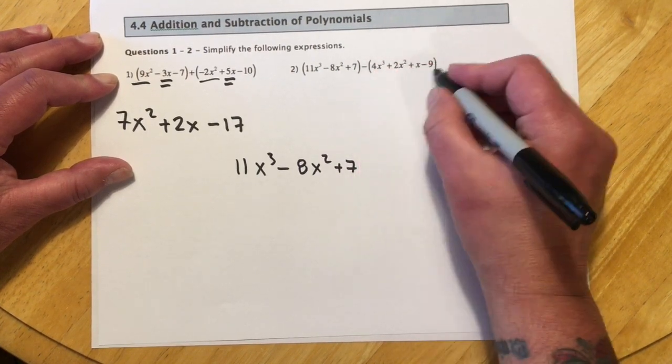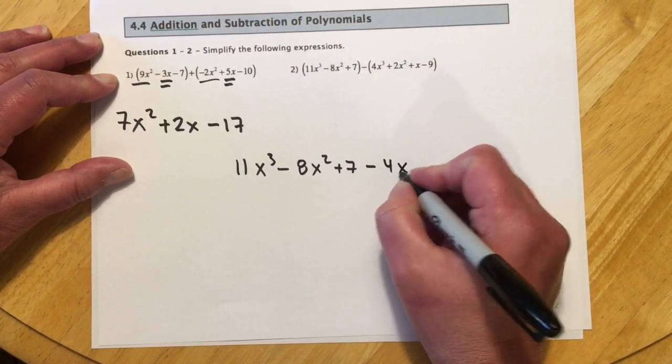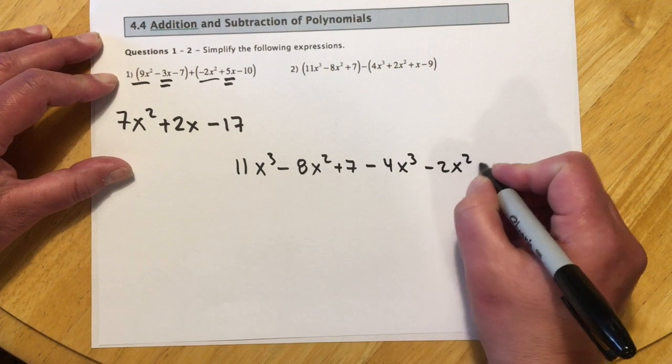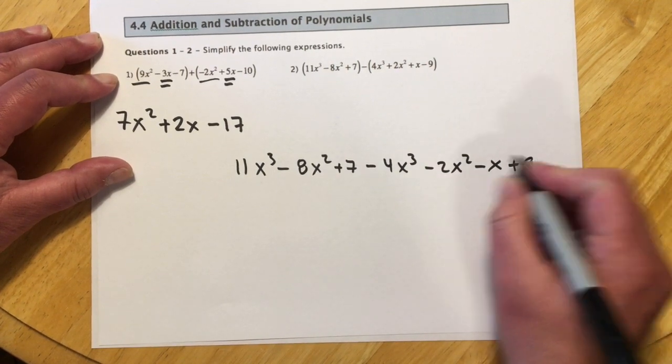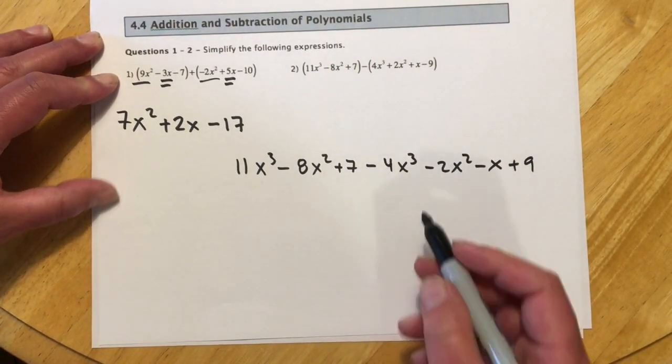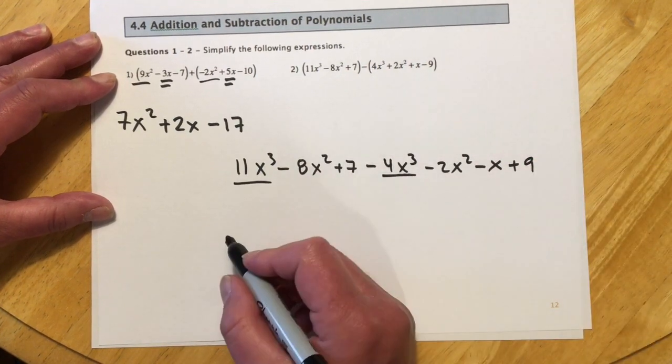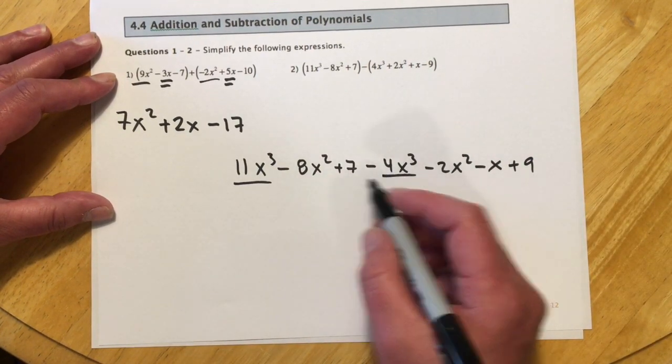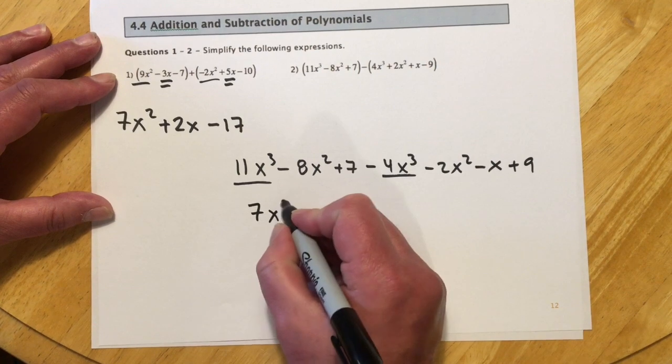And then this minus, I'm just going to distribute it. So minus 4x cubed, minus 2x squared, minus x, and then positive 9. So it just flips every single sign. And then we just go through and find our like terms and put them together. So 11 minus 4 should be 7x cubed.